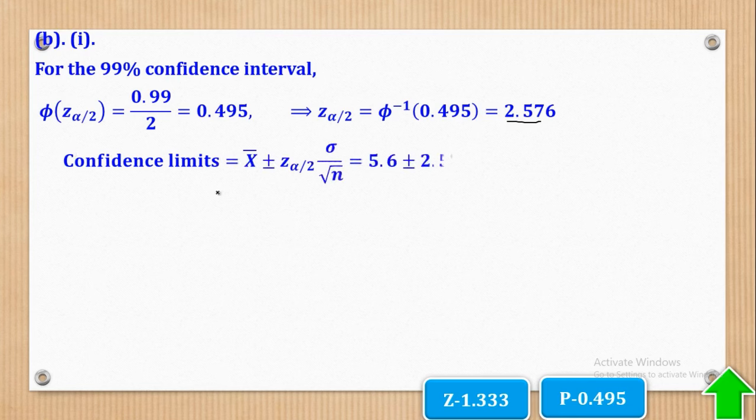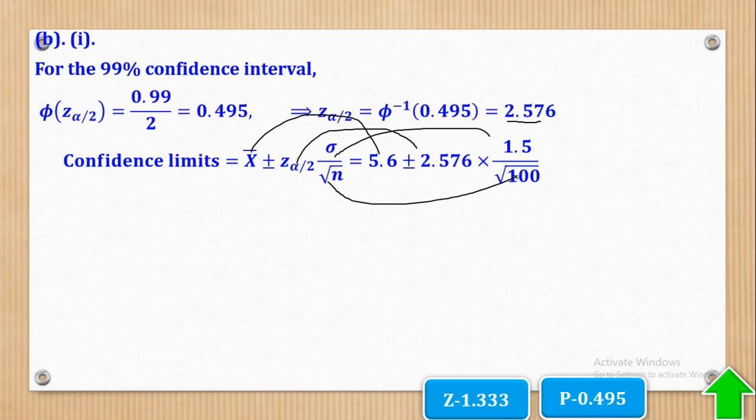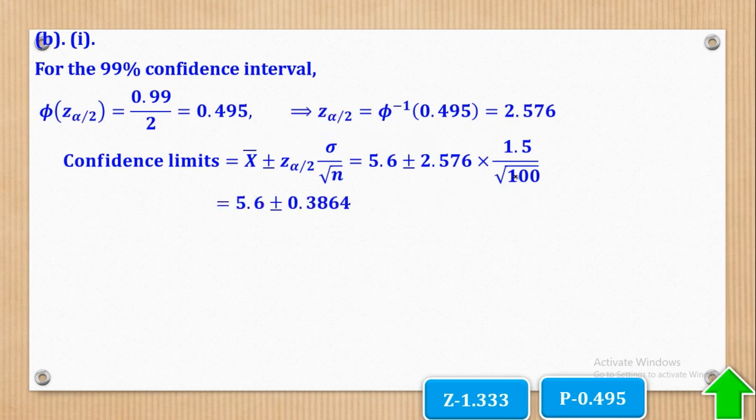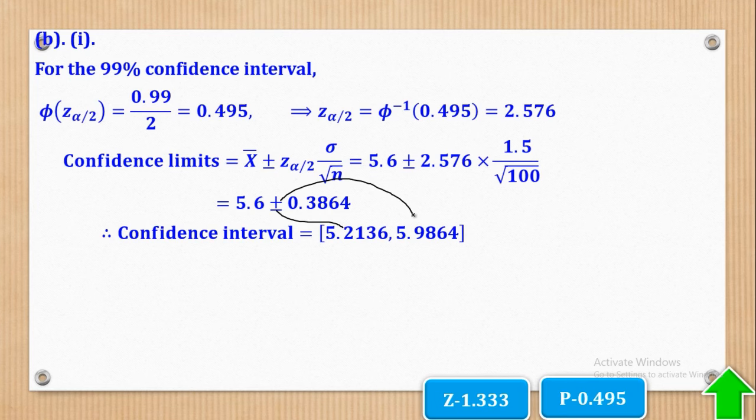Therefore we shall come here and write 2.576 as our Z alpha over 2. That means that the confidence limits are given by that. So we substitute for sample mean, Z alpha over 2, standard deviation, and N. And that gives you that, implying that the confidence interval has been box bracket. This one's got by subtracting, and this one's got by adding.